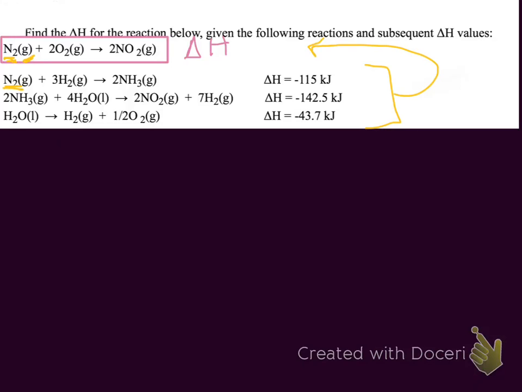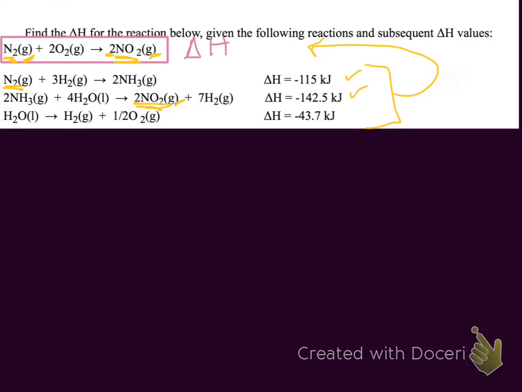And if we take a look at the next reaction, we have NO2 on the product side, and we have NO2 on the product side, and it's a gas. This is a gas, and we have 2 and 2. So this one we're going to use as it is. This one we're going to use as it is. Okay? Now, the only one we have left is oxygen.